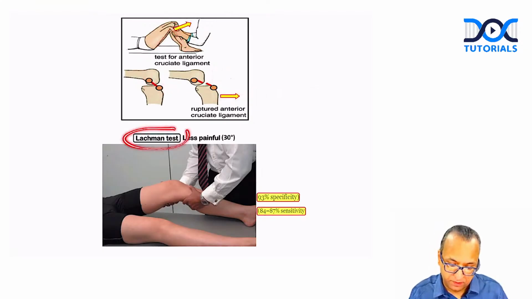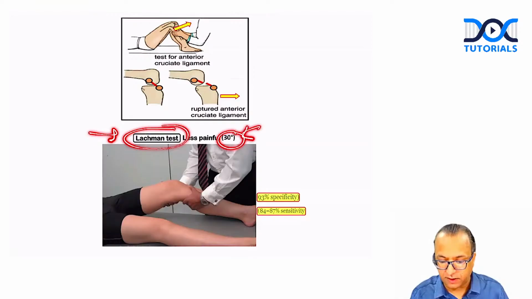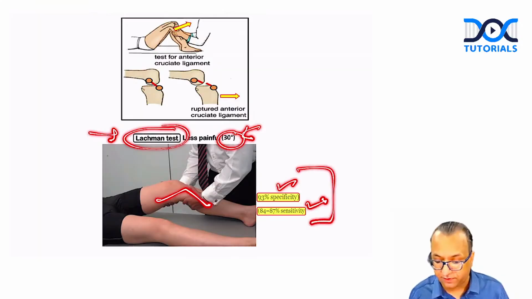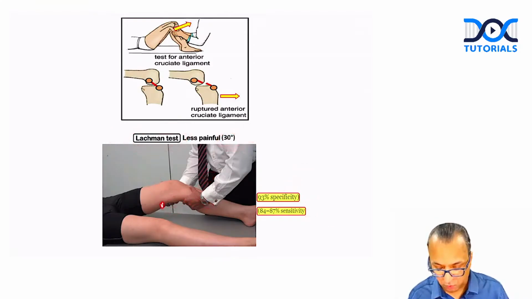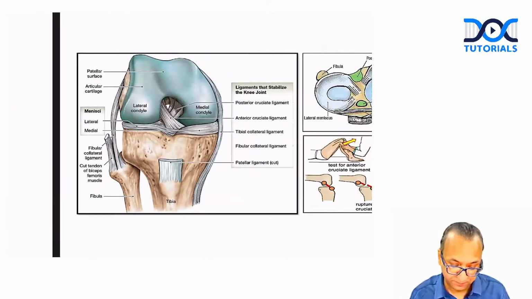You can modify it as the Lachman test, which is done at 30° knee flexion. Hamstring will not be giving resistance in this position, so it is less painful. It has 93% specificity and 87% sensitivity, highly specific, highly sensitive, Lachman. In both of them, you have to pull the tibia anterior. But in Lachman, you fix the femur with one hand, and with the other hand you are pulling the tibia. This is Lachman. But they are for ACL only.